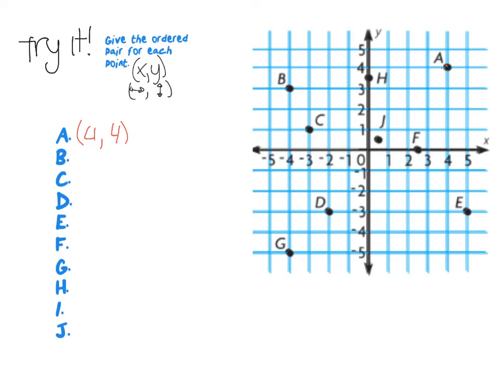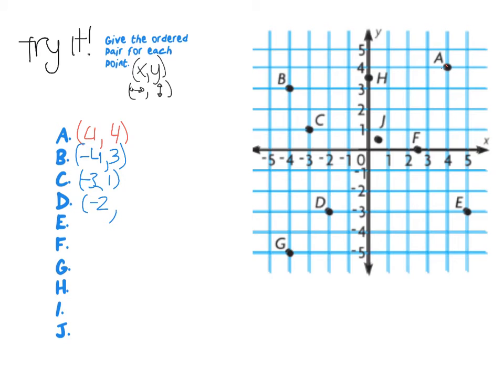Let's go to B. Here's B over here in this corner. Start at 0, go across, -1, -2, -3, -4, up 1, 2, 3. So I went across first to -4 and then went up to +3. Okay, C. Where's C? Here it is. Okay, starting at 0, -1, -2, -3, up to 1. So (-3, +1). Let's try another one. D. Here's D. So start at 0. Go across first. -1, -2.